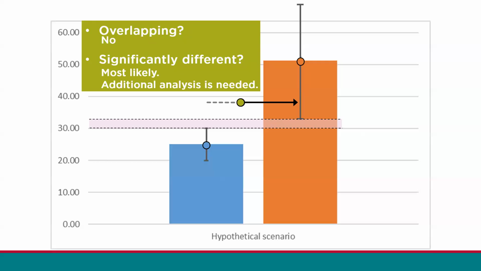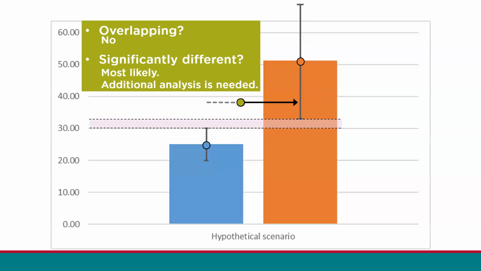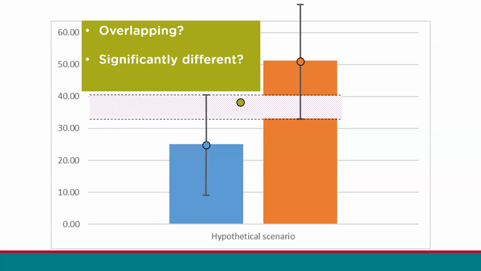Then we ask if this difference is significant. The lack of overlap would be a good sign that the data sets are significantly different. However, additional statistical tests are needed to confirm that conclusion.